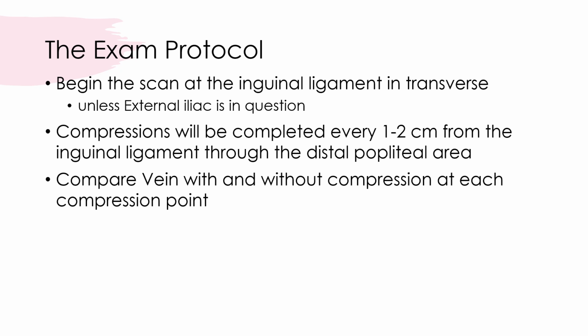So whether you choose, and we'll talk about 2 different options here, to do 1 to 2 centimeter compressions all the way down from the inguinal area to popliteal, or you have the option of looking at just those anastomosis sites, whichever course of action you choose to take, you're going to be comparing how well the vein is compressing compared to the vein with no compression.